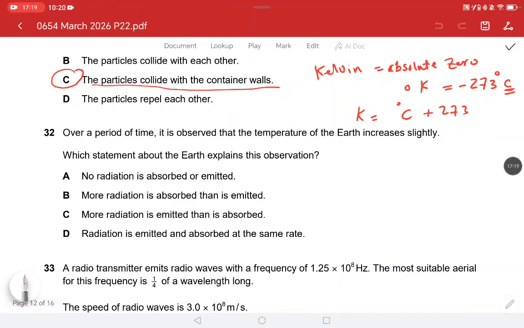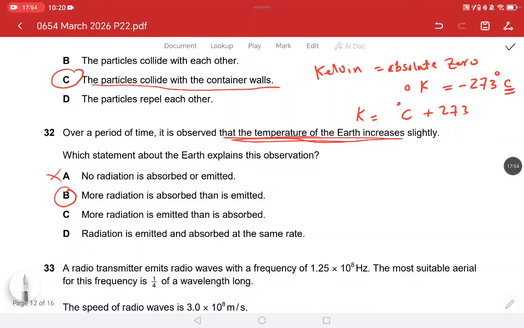If you look at this one, no radiation is absorbed or emitted. We are talking here about the temperature increasing. So if no radiation is absorbed or emitted, it means no change, right? But it's increasing, so it's not A. Here, more radiation is absorbed than emitted. Yes, actually, this is the correct answer. More radiation is absorbed, so the energy we have inside is more than the energy going outside. So the answer is B.